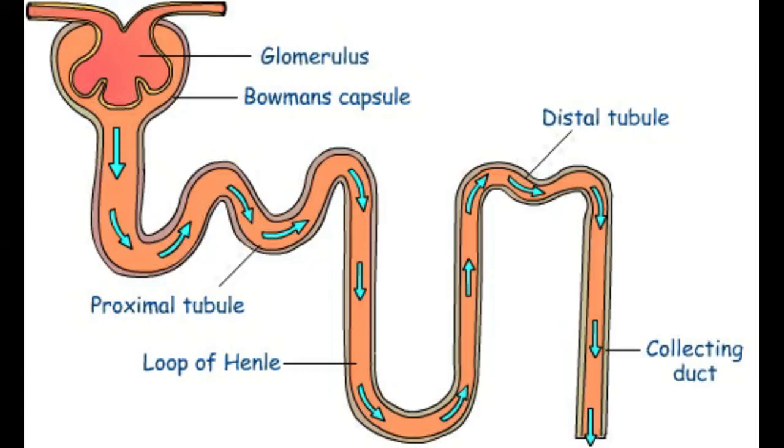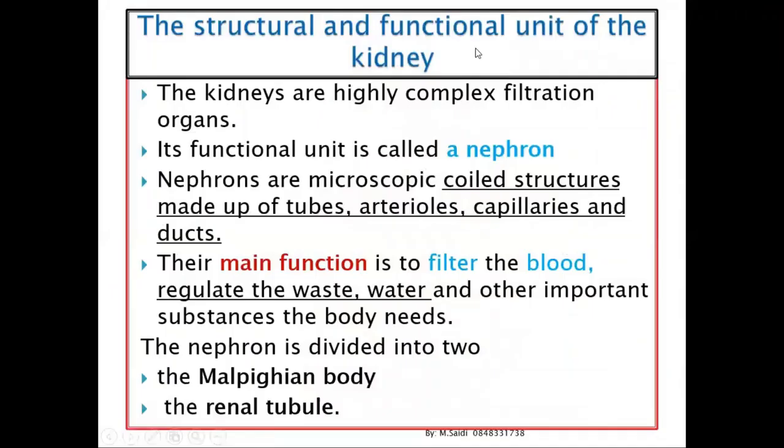The structure and the functional unit of the kidney. Here we are talking about the nephron. Kidneys are highly complex filtration organs. They bring about filtration, like the wastes are being taken out of the blood, so through the process of filtration. Its functional unit is called a nephron. We'll ask you this question: the functional unit of a kidney is called a nephron.